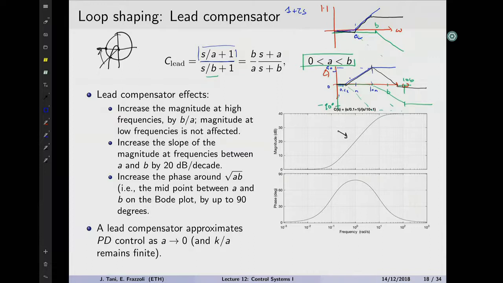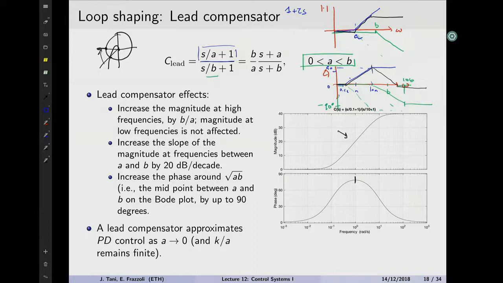And of course, one can play around with A and B, right? So you can play around with A and B, and what you notice is that the real reason for which lead compensators are used is to add phase. When you have a phase margin that is not big enough, you add a lead compensator so that you deform the open loop transfer function of your system just locally in the frequency domain.